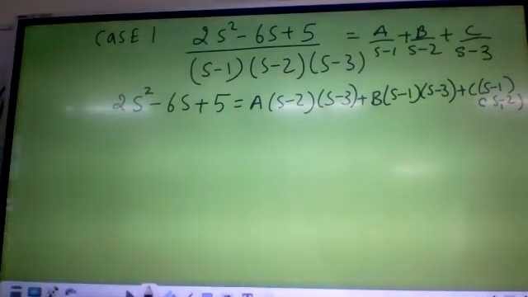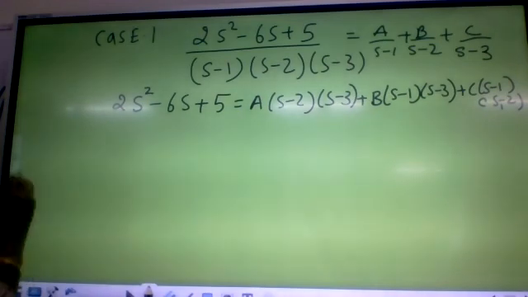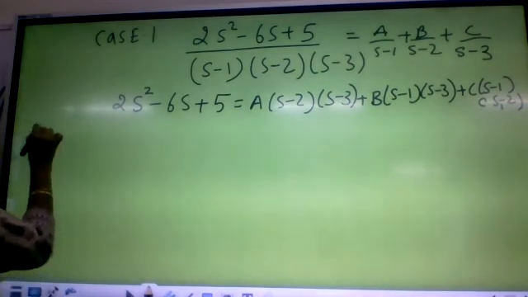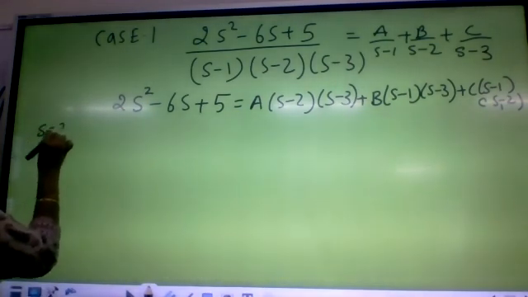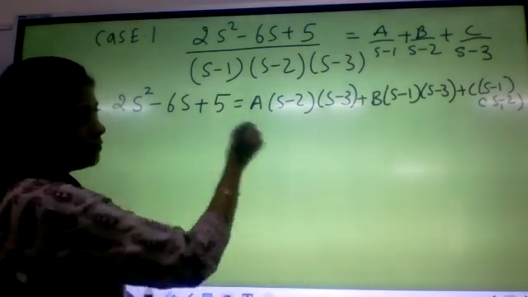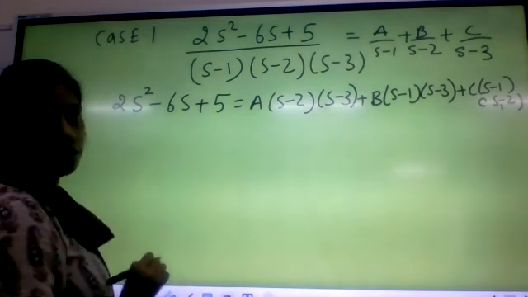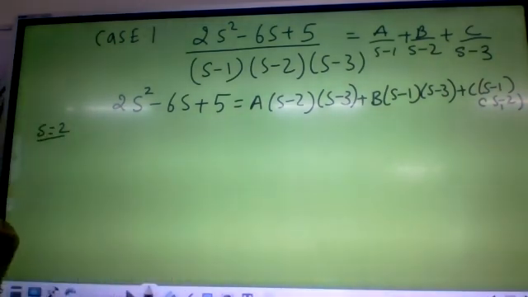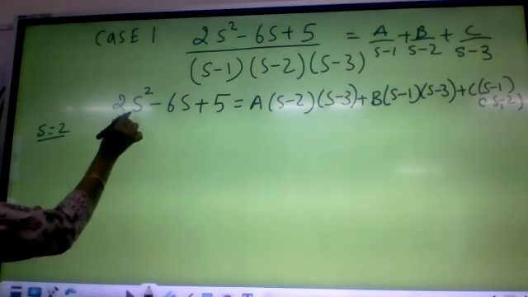Now I need to find the values of a, b, c which satisfy this equation. I will apply the same formula. I will put first s is equal to 2. I am selecting it because when I put s is equal to 2, the first term will become 0 and the last term will become 0. The moment you put s is equal to 2, see what you will get here?